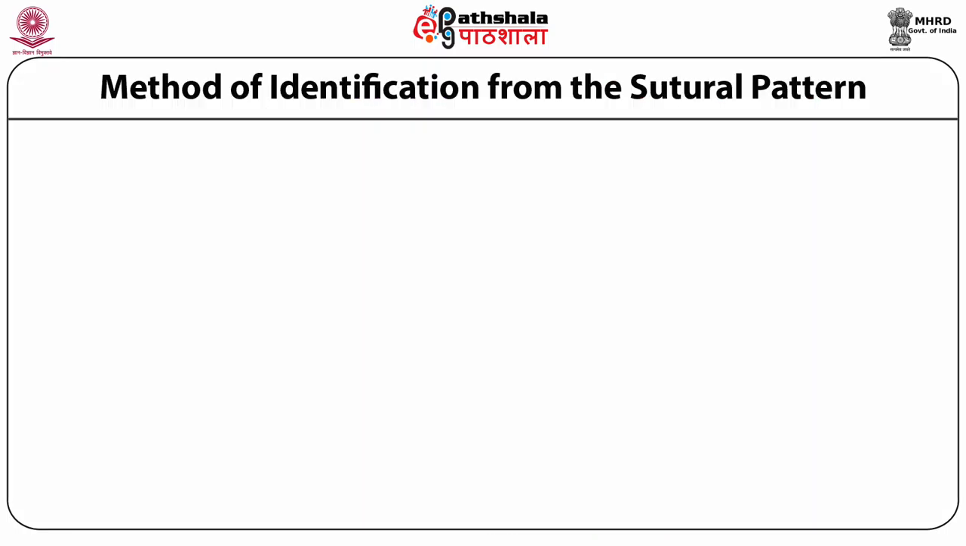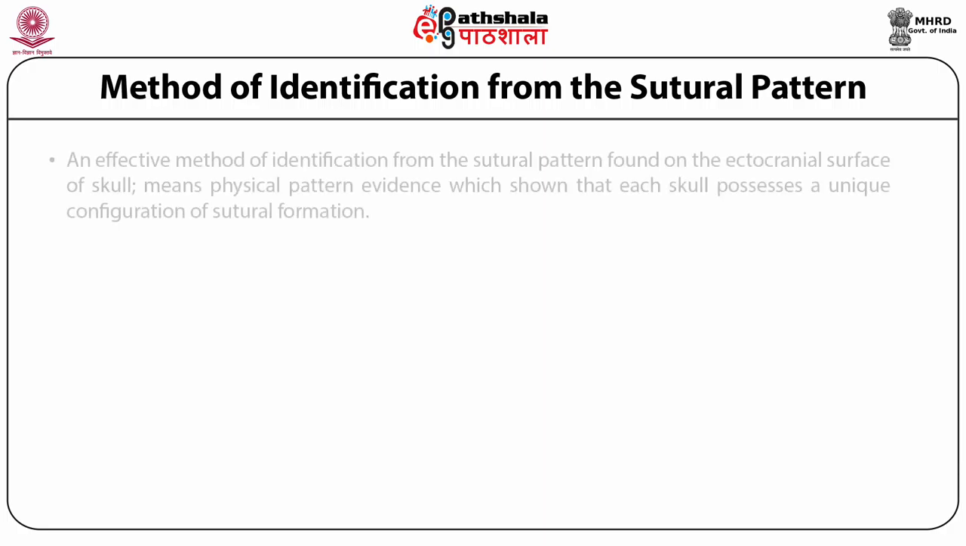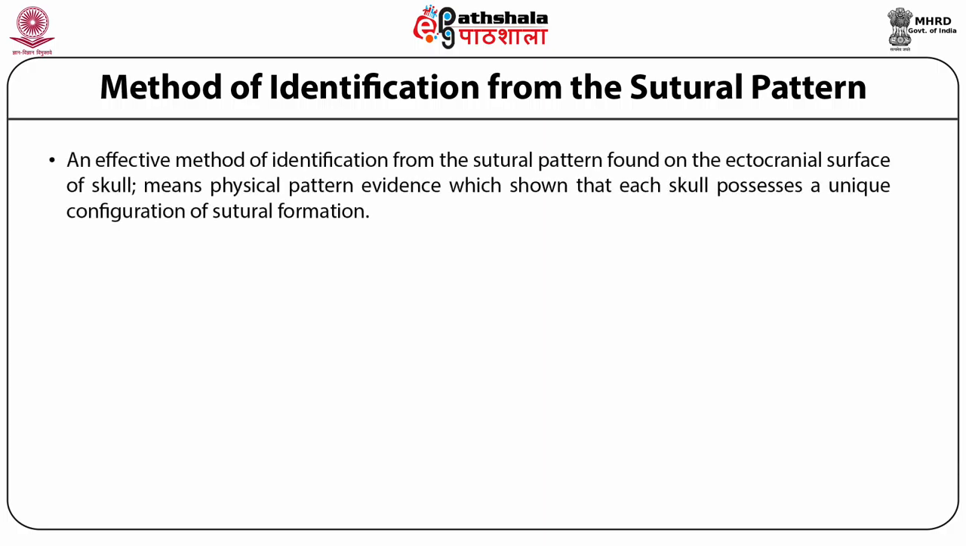Method of identification from the suture pattern. An effective method of identification is from the suture pattern found on the ectocranial surface of the skull, meaning physical pattern evidence which shows that each skull possesses a unique configuration of suture formation. The suture spikes, projections, denticulate recesses and other types of irregularities are so varied that they are thought to be as individual as finger ridges.